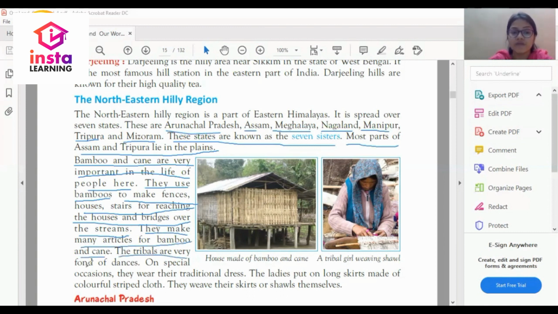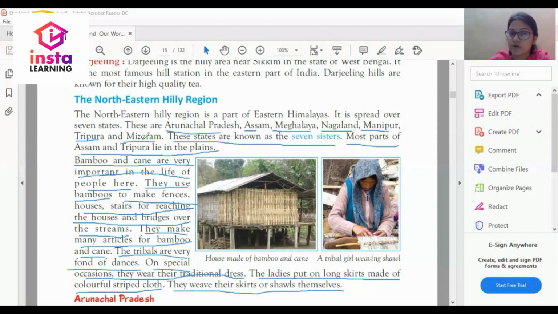The tribes are very fond of dance here. On special occasions, they wear their traditional dresses. The ladies put on long skirts made of colorful striped cloth. They weave their skirts or shawls themselves.